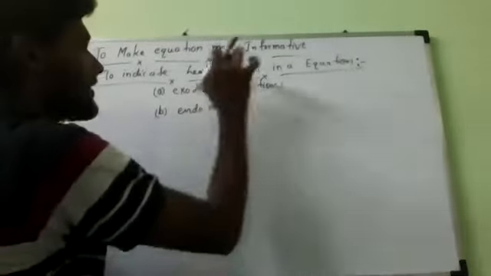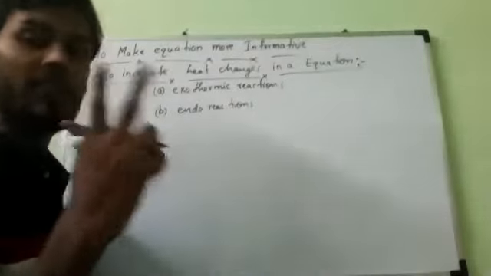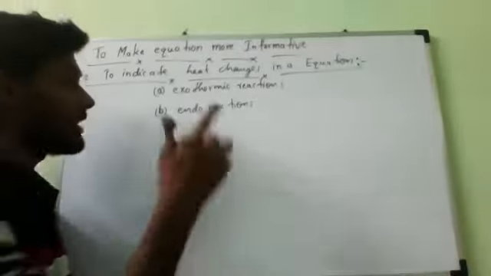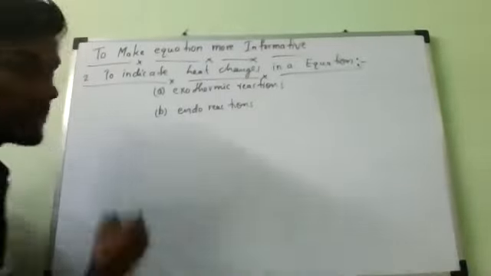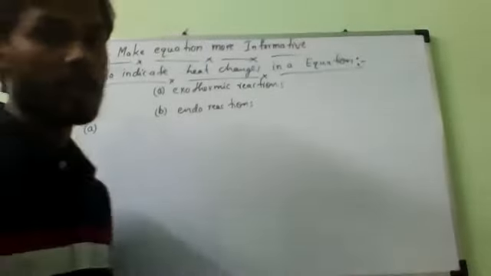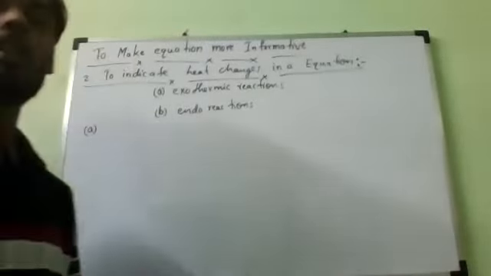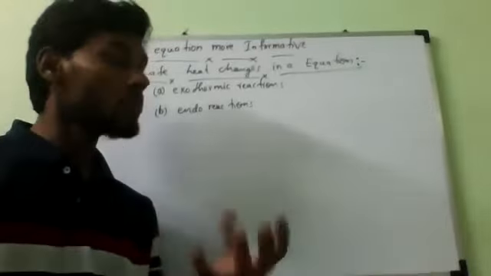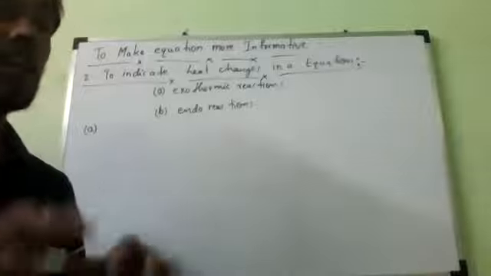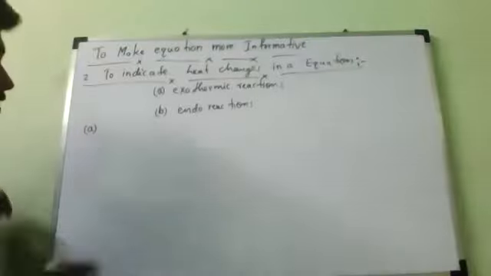So to indicate heat changes in an equation, we always have two types of reactions on the basis of heat change involved. One is exothermic, the next one is endothermic. So let us go with the first one now. Exothermic reaction. What is the meaning of exothermic reaction? Those reactions in which heat is evolved, means heat is produced after the reaction. Heat is released during the reaction is known as exothermic reaction.